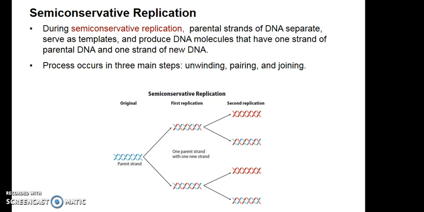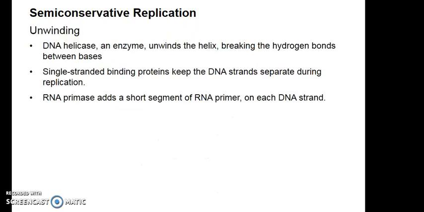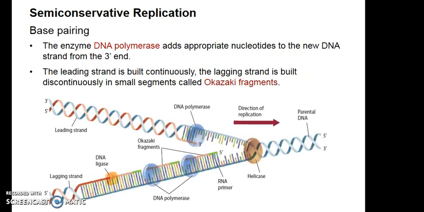This process occurs in 3 main steps: unwinding, pairing, and joining. In the unwinding phase, 3 things happen. DNA helicase, an enzyme, unwinds the helix, breaking the hydrogen bonds between the bases as it unwinds. Single-stranded binding proteins keep DNA strands separate during replication. Meanwhile, RNA primase adds a short segment of RNA primer on each DNA strand.